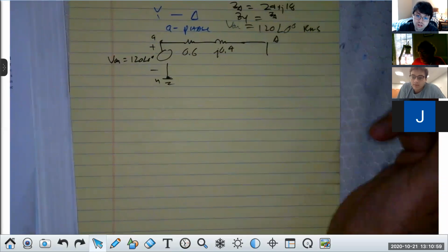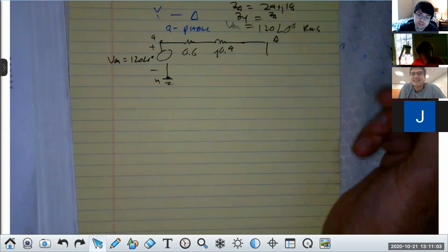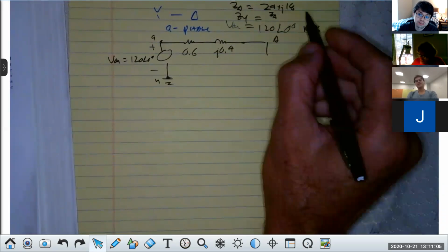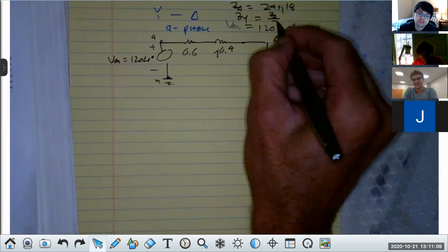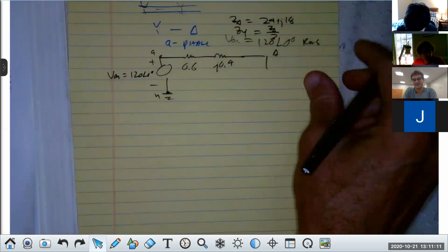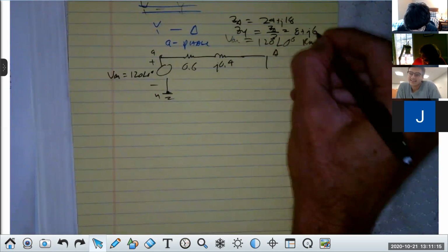You can turn on your mics, might as well. What? So 8 plus J6? But what are you doing? You're dividing Z delta by 3, right? Yes. That's the first thing I want. So it's Z delta by 3, which would be 8 plus J6 ohms.